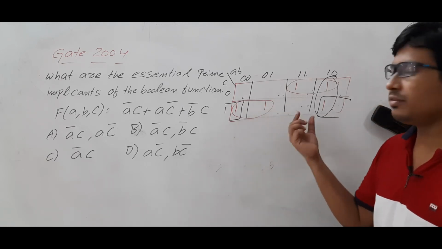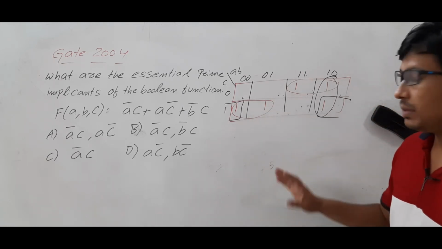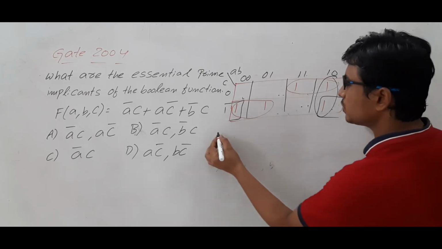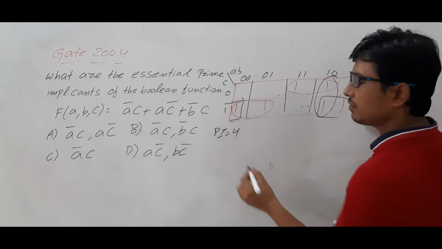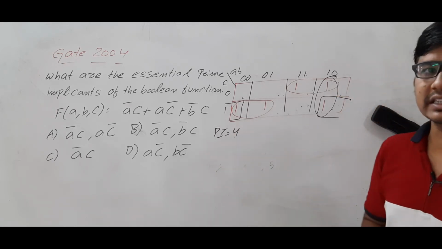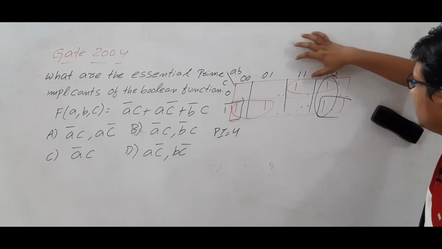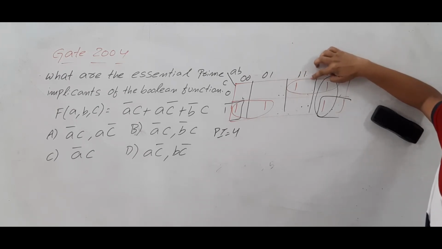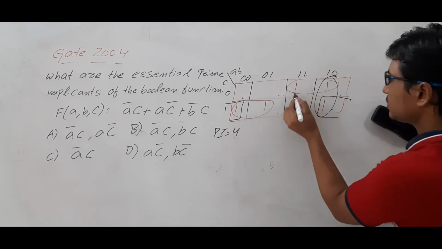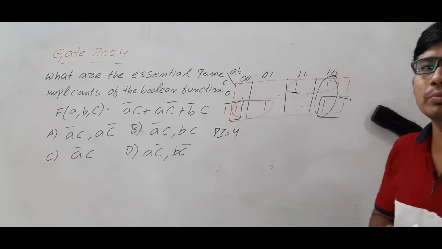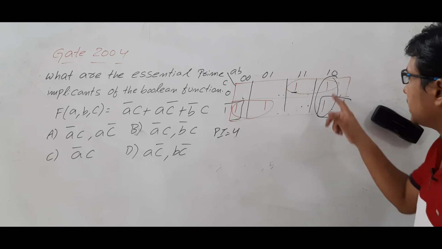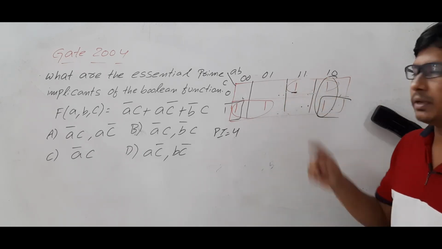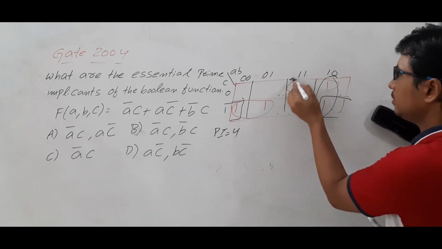None of them are a subset of another, but they are asking for essential prime implicants. Am I right? Prime implicants we got 4. Now they are asking essential prime implicants. See this one. This one is only covered by this prime implicant. Come to this one. This one is covered by how many prime implicants? Out of 4 prime implicants, it is covered by only this prime implicant. So this prime implicant is an essential prime implicant. Will you agree with me or not?